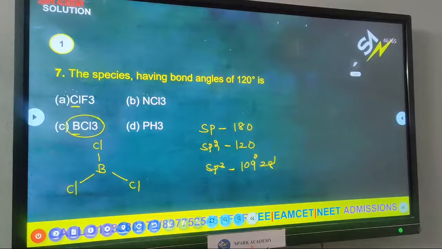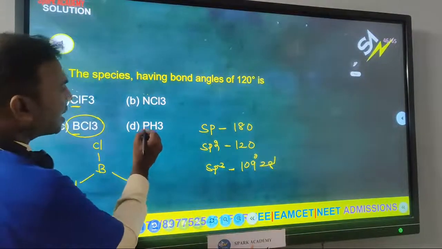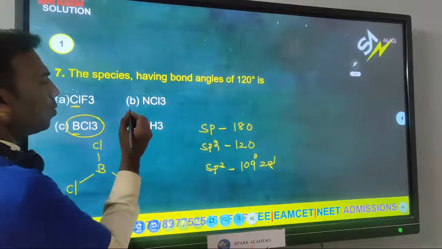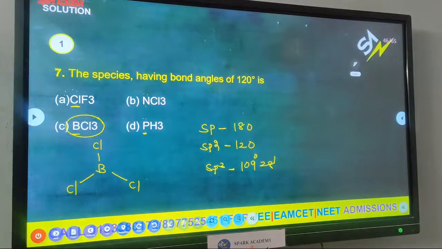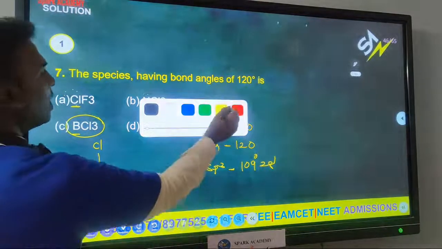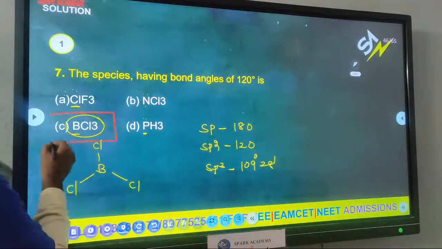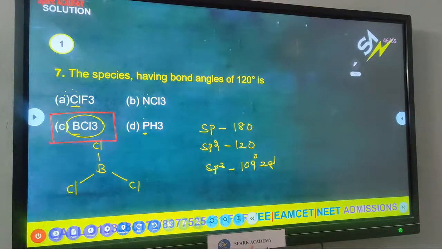What about PH3? PH3 is also like nitrogen, with 1 lone pair. So what is the answer? The answer is C, BCl3, boron trichloride. Hybridization is sp2, bond angle 120. So this one has a bond angle of 120 degrees.